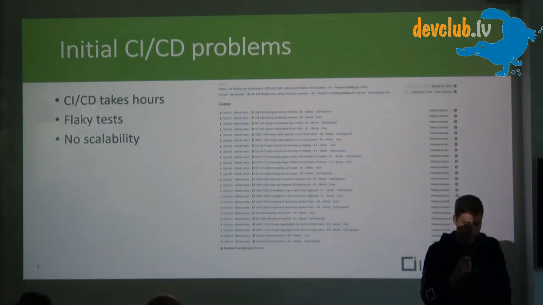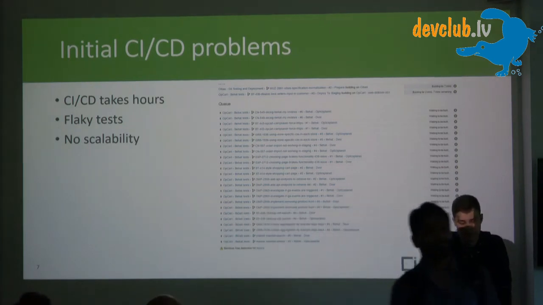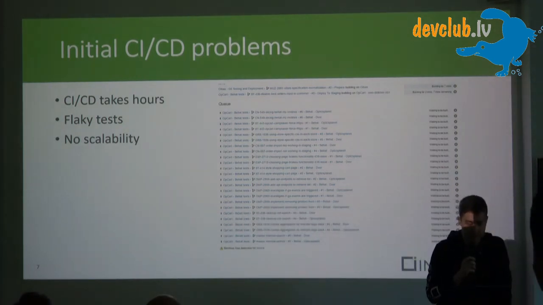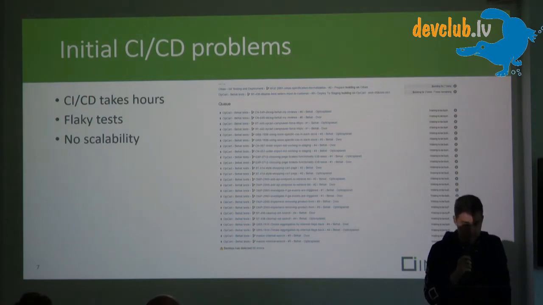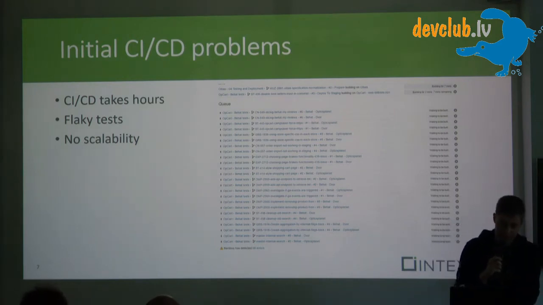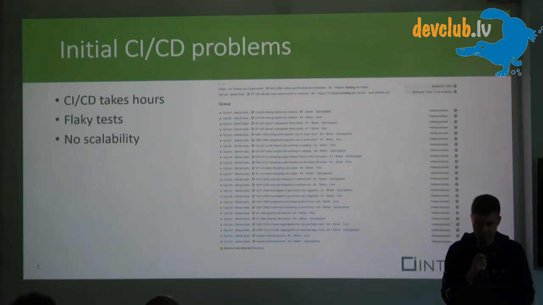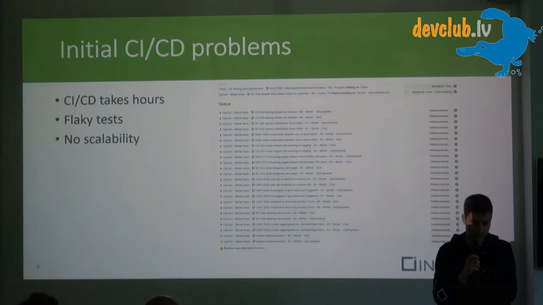The CI/CD was taking many hours. We had large queues, and it was unstable. We had a lot of flaky tests, and each build had a lot of failed ones. So developers were forced to review all the results of testing and decide which tests failed for a reason and which failures were just false positive results. And there was no scalability, so execution parallelism was limited.